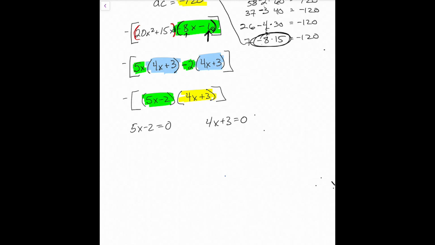So going back to this problem now, I'm looking at 5x minus 2, and I want to find what x needs to be for this whole thing to become 0. So I'm going to add 2 to both sides. I'm left with 5x equals 2. And then divide by 5 on both sides, and I have x equals 2 over 5. And that is my first 0. Now I'm looking at 4x plus 3. So minus 3 to both sides. 4x equals negative 3. x equals negative 3 over 4.